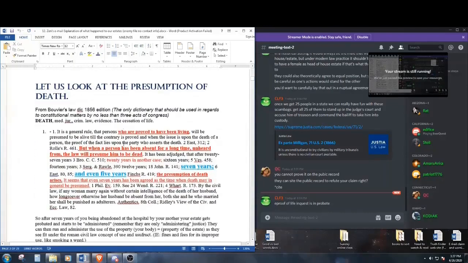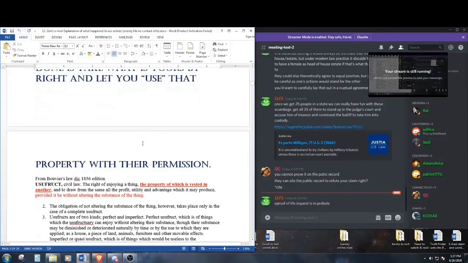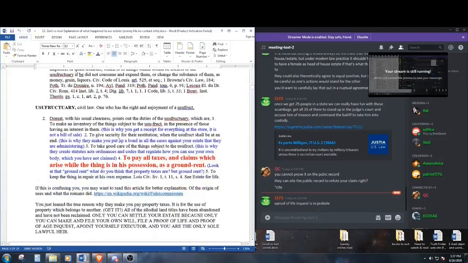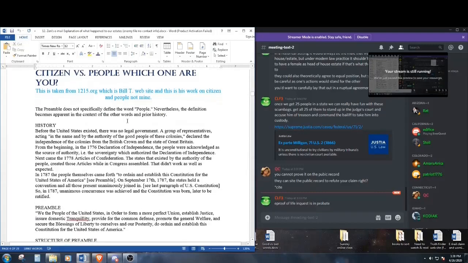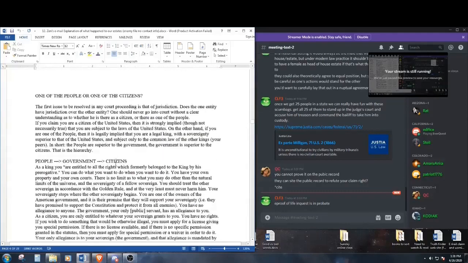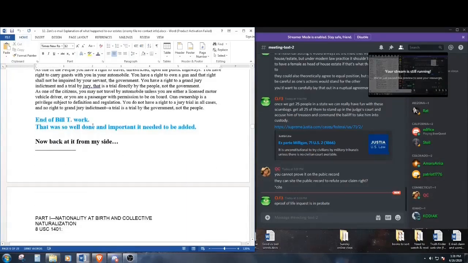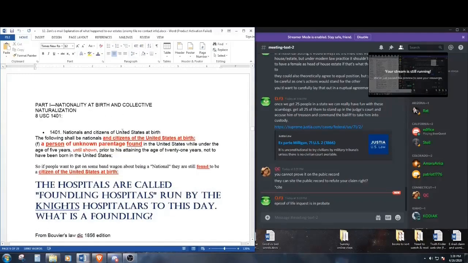It talks about presumption of death, what the Roman scum has been doing for the aspect of right of use, gives you usufructuary, citizen or people, which one are you? The aspect of that you don't want to be a citizen of the United States, you want to be one of the people. Nice little layout of interesting law and facts of that. It came from Bill Thornton, which is 1215.org. And the aspect of nationality and birth and collective nationalization.